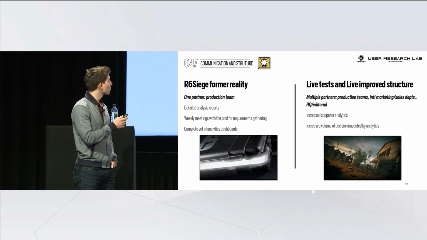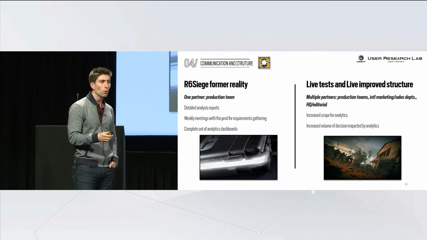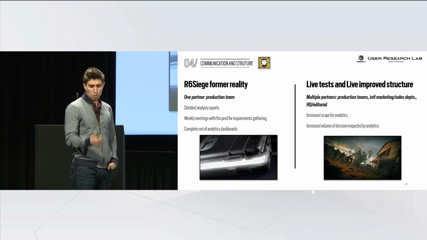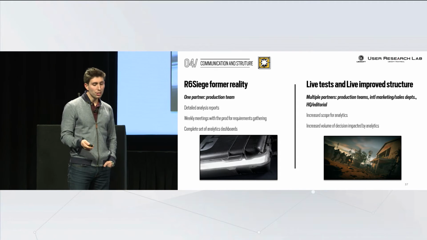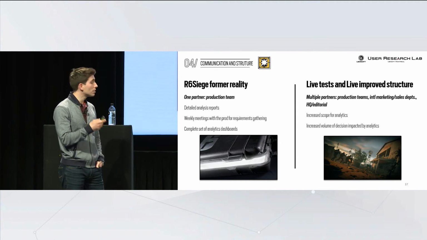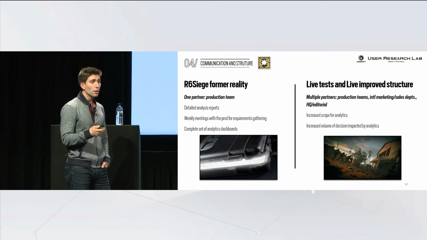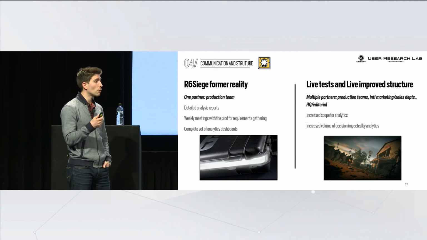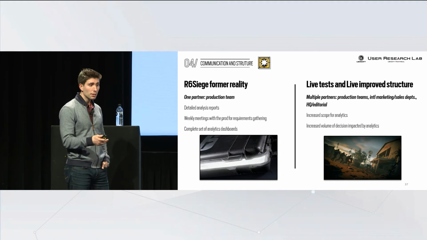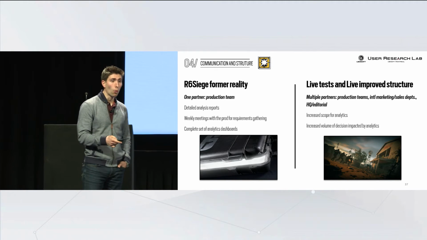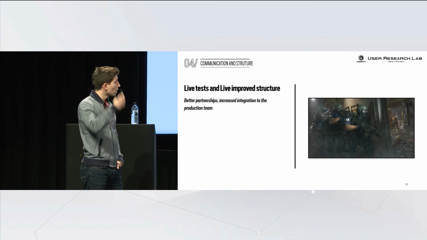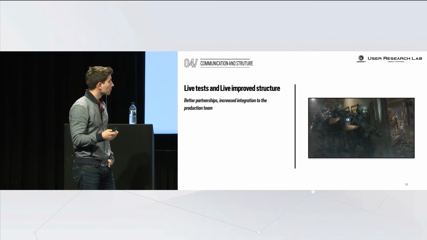So you don't look at gameplay anymore. You look at many other things. You look at matchmaking, acquisition, activity, monetization. And with this increase in scope, there is also an increase in the volume of decisions that are impacted by your analysis. So basically, you have to deliver more in a shorter time frame. So how did we do that?